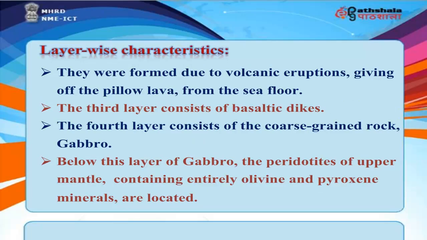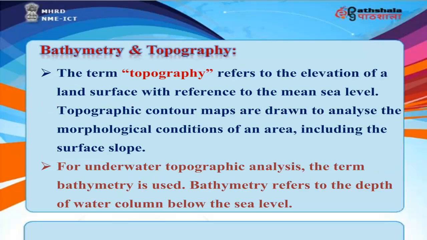They were formed due to volcanic eruptions, giving off the pillow lava from the sea floor. The third layer consists of basaltic dikes. The fourth layer consists of the coarse-grained rock gabbro. Below this layer of gabbro, the peridotites of upper mantle, consisting entirely of olivine and pyroxene minerals, are located.